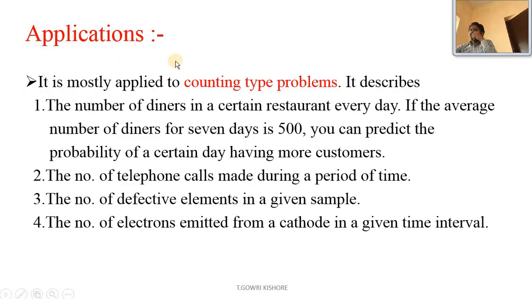Applications: it is mostly applied to counting type problems. It describes the number of diners in a certain restaurant every day. If the average number of diners for every 7 days is 500, you can predict the probability of a certain day having more customers. So wherever a counting type of application is available, the Poisson will be used.